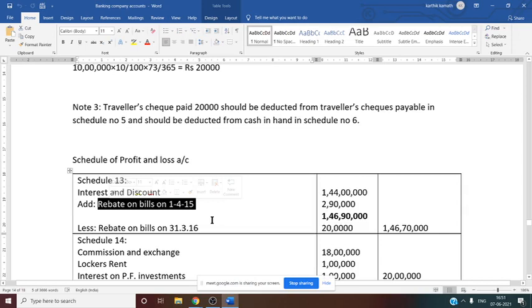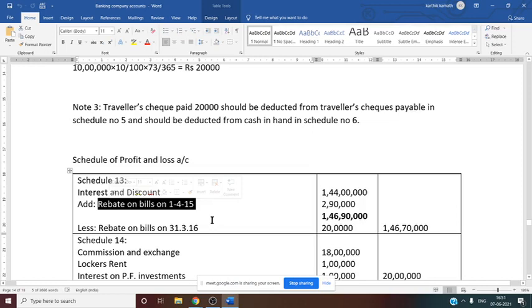So that is why lockers rent you can consider under schedule number 14, that is 1 lakh rupee given in the trial balance. Then interest on PF investment, interest on provident fund investment, is other income to the bank. Why? Because here in this problem we'll assume that the bank has made investment in provident fund. So that is why interest earned from that provident fund, we will treat it as schedule number 14. That is 1 lakh rupee. So now schedule number 14 total, 18 plus 1 lakh plus 1 lakh, that is 20 lakh rupees. That is regarding schedule number 14.